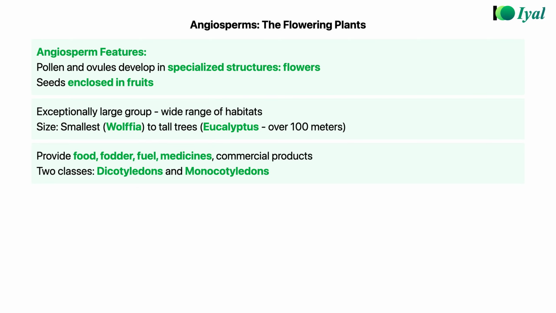Angiosperms are incredibly important to us. They provide food, fodder, fuel, medicines, and several other commercially important products. Most of what we eat comes from angiosperms. They're divided into 2 main classes, the dicotyledons and the monocotyledons. Dicots have 2 cotyledons in their seeds, while monocots have 1. This is just one of many differences between these 2 groups, which you'll study in more detail later. And that brings us to the end of our journey through the plant kingdom, from simple algae all the way to the complex flowering plants that dominate our world today.